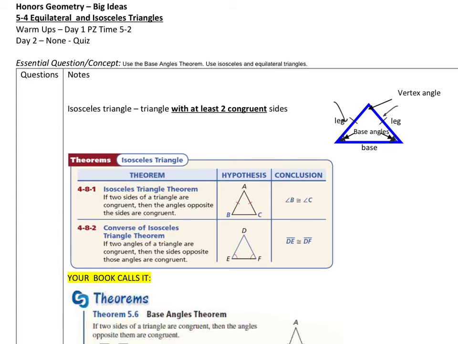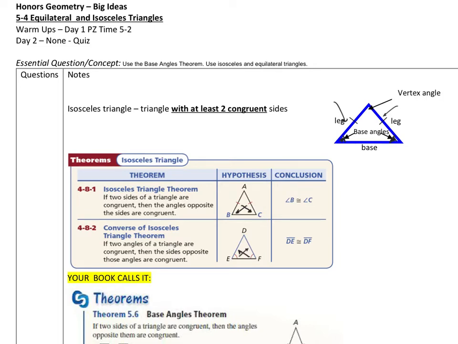Now we have the first thing we're going to talk about, which is the isosceles triangle theorem. The theorem says if two sides of a triangle are congruent, then the angles opposite of those sides are congruent. So if these sides right here are congruent, then the arrow goes down. So isosceles triangle theorem, the arrow goes down. The converse, the arrows go up. So that means the converse would be if the base angles are congruent, then the legs are congruent.